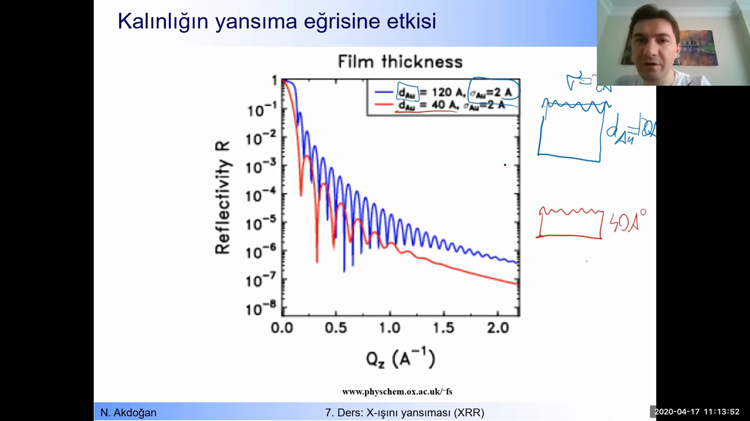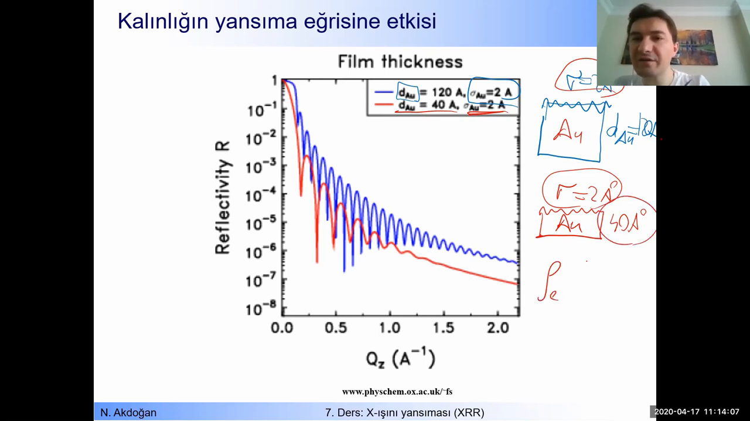40 angstrom now, and the roughness is the same. They have the same roughness. Both of them are gold, the same material, the electron density is the same, but they have different thicknesses. So what about the X-ray reflectivity curve? What do you see here? That the thicker gold film has higher intensity, okay? And in addition to that, the distance between the oscillations is less compared to the thinner film.